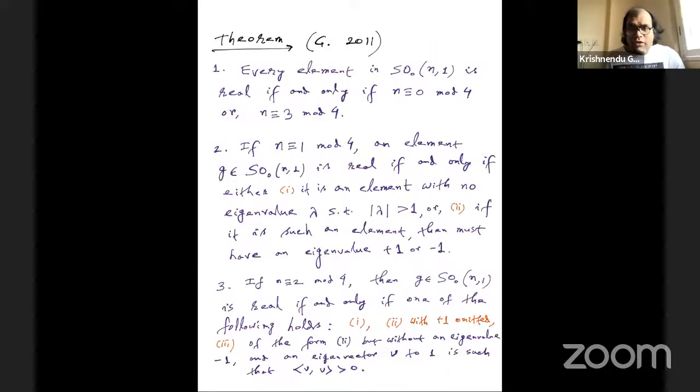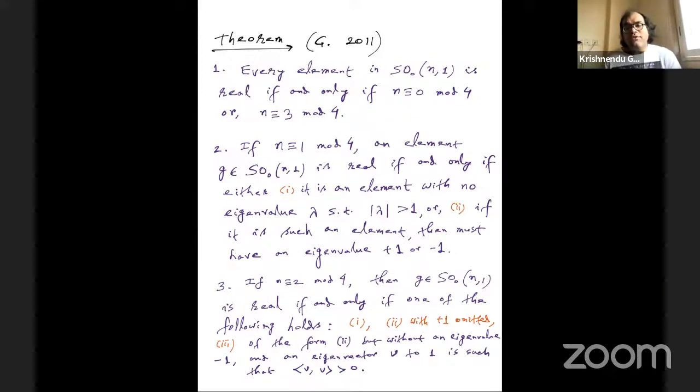Now for SO_0(n,1), I classified the reversible and strongly reversible elements in 2011. So like the Euclidean case, every element in SO_0(n,1) is real if and only if n is either 0 mod 4, that means n is either of the form 4k or 4k plus 3. Now, when n is of the form 4k plus 1, an element in SO_0(n,1) is real in SO_0(n,1) if and only if either it is an element with no eigenvalue lambda such that |lambda| greater than 1, or if it is such an element, then it must have an eigenvalue plus 1 or minus 1.